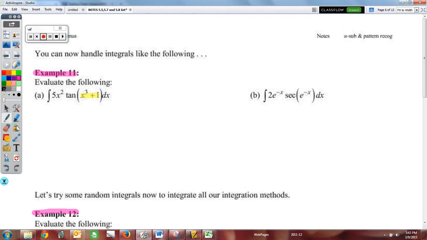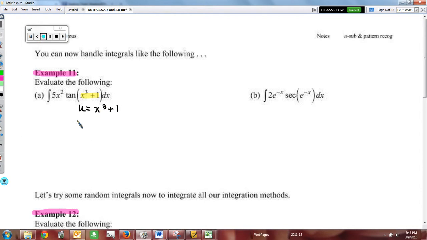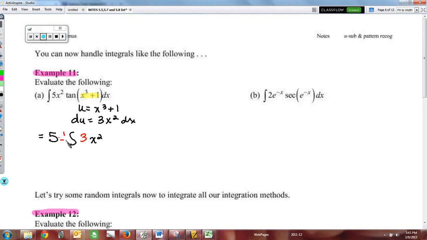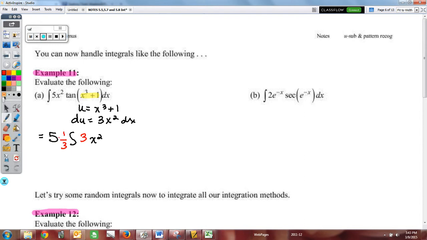So as you can see here, you should have decided to let your u equal x cubed plus 1. Then your derivative of u would be 3x squared dx. And so I can see that I have an x squared out here. The 5 is a rider, so I'm going to pull the rider constant out. I need a 3, so I'm going to put in a 3 and take out a 3 for a correction. And then we're going to continue with the rest of the problem.